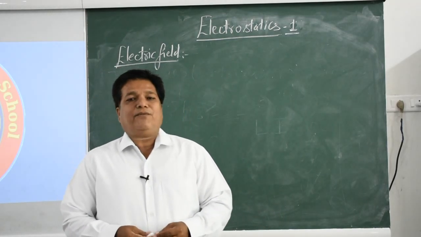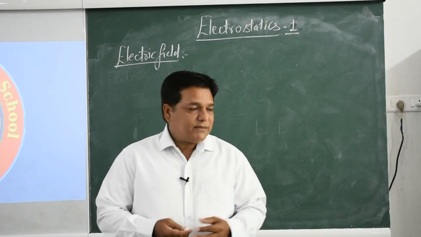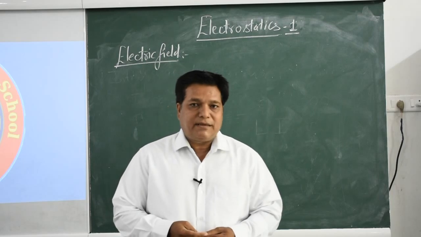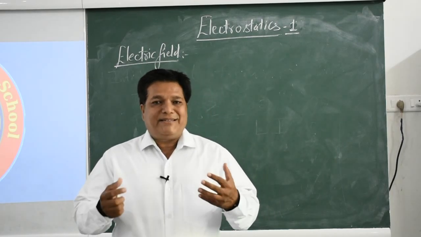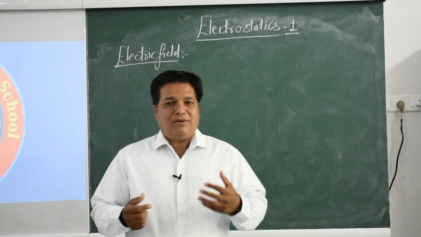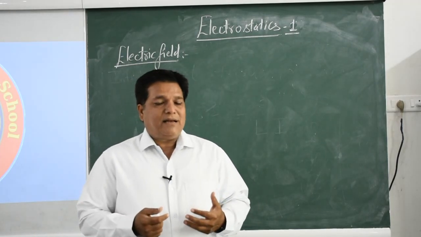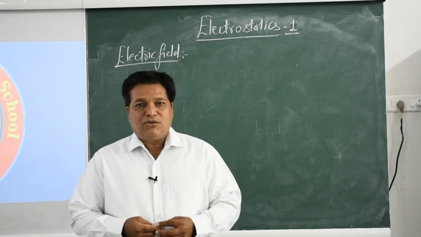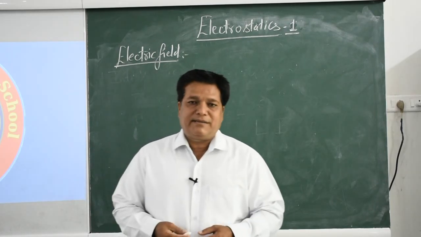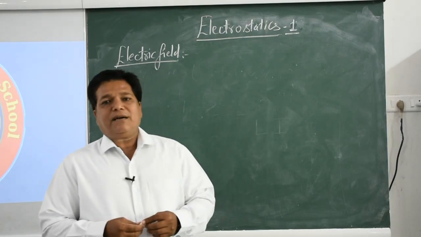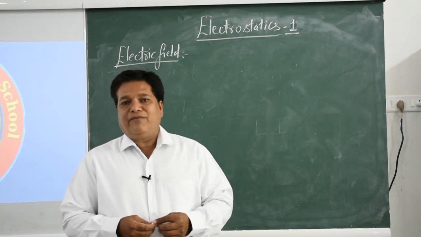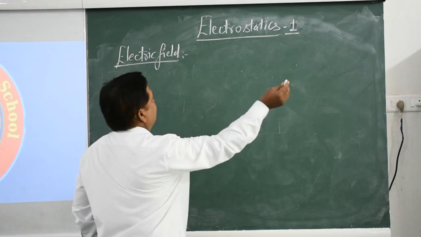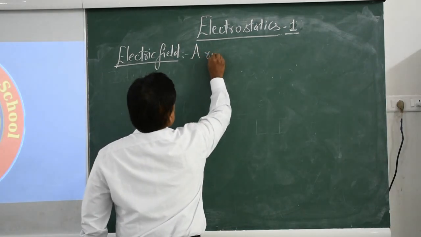Electric field means if any charge is placed in space, it has the ability to apply force on the other charges. There is a criteria for applying force of that particular charge. That criteria, that region or that space is called its field. So we can say in simple language, a region around a charge where its effect can be experienced.